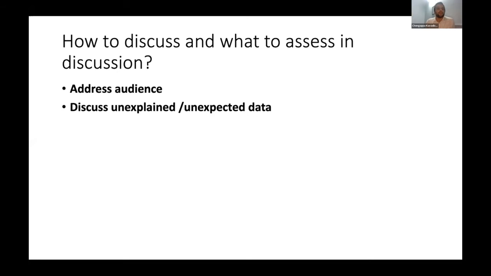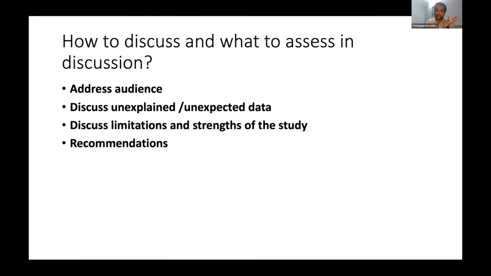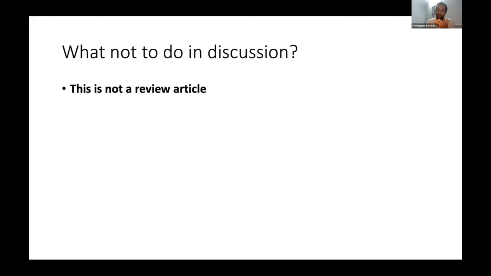So always address the audience. Don't forget whom you're addressing, and discuss the unexplained and unexpected data. You have to highlight if you have found some unexpected data, but don't go on at length discussing that. Again discuss the limitations and strengths of the study, and finally come to a recommendation or a proposal for a further study. While writing a discussion, we have to remember that this is not a review article.